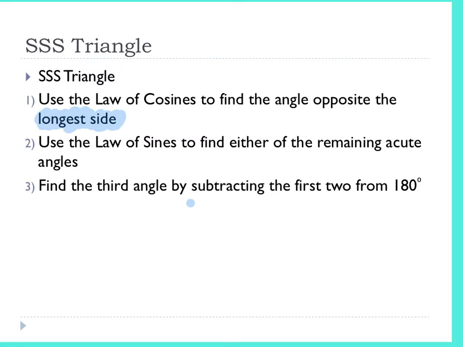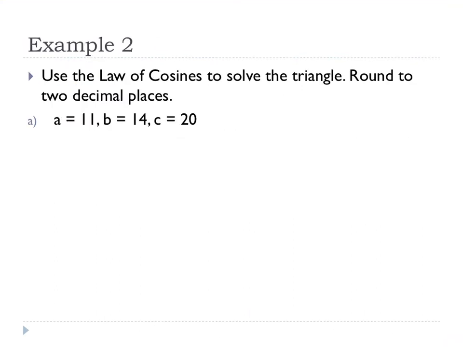Once you get that, you can choose whether you keep going with law of cosines or you switch to law of sines. It doesn't matter because you've already found the largest one. And then you'll find the third angle by subtracting the first two from 180. And they look like this. Use the law of cosines to solve the triangle, round to 2 decimal places.